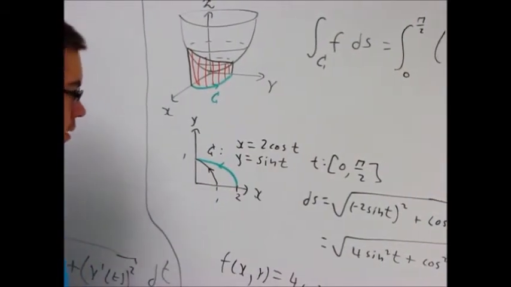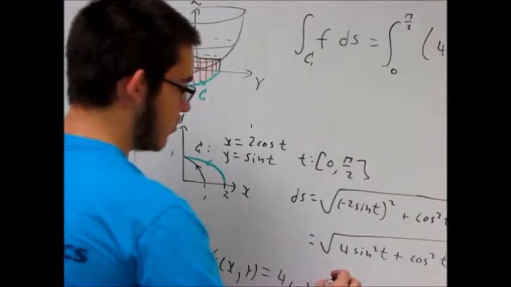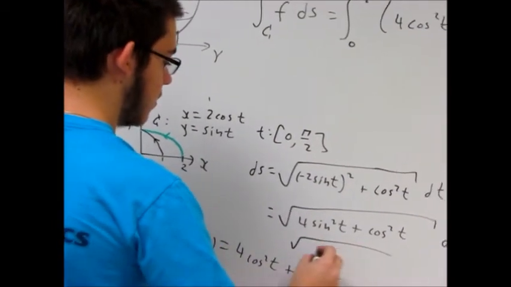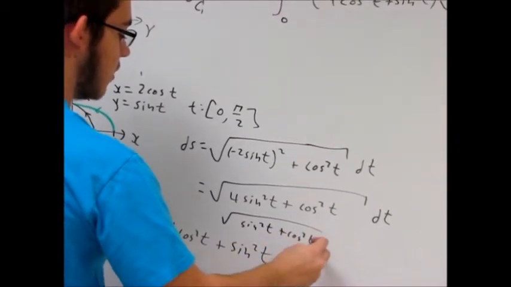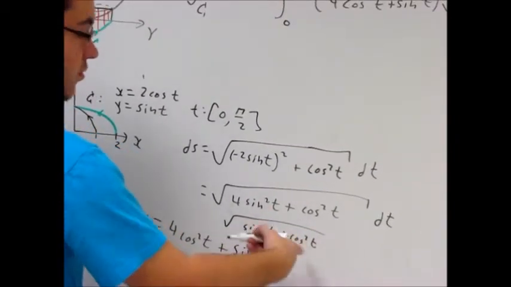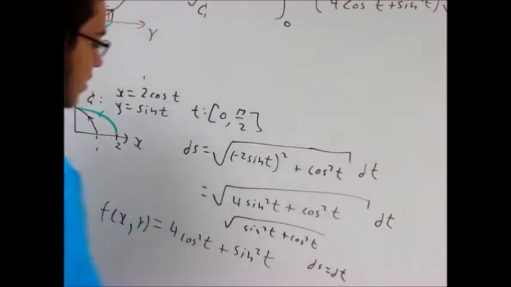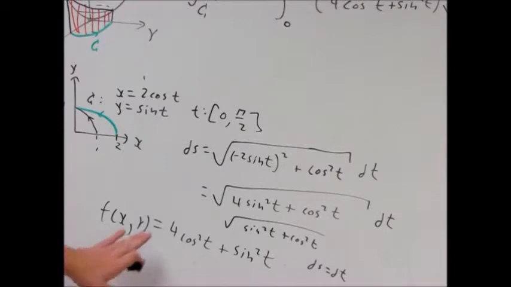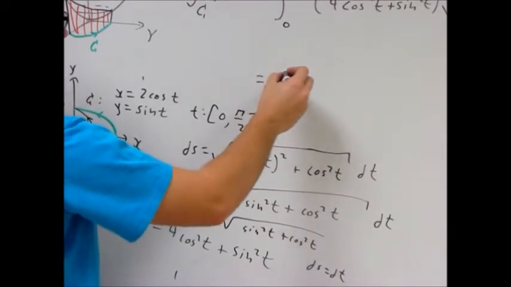Change that to a 1, we would have just 1 sine squared here, so this would just be sine squared t plus cosine squared t, which would be 1. So square root of 1 is 1, so ds would equal dt in this special case. Then f of x, y would also be just 1 as well. You see, this would be a very simplified version.